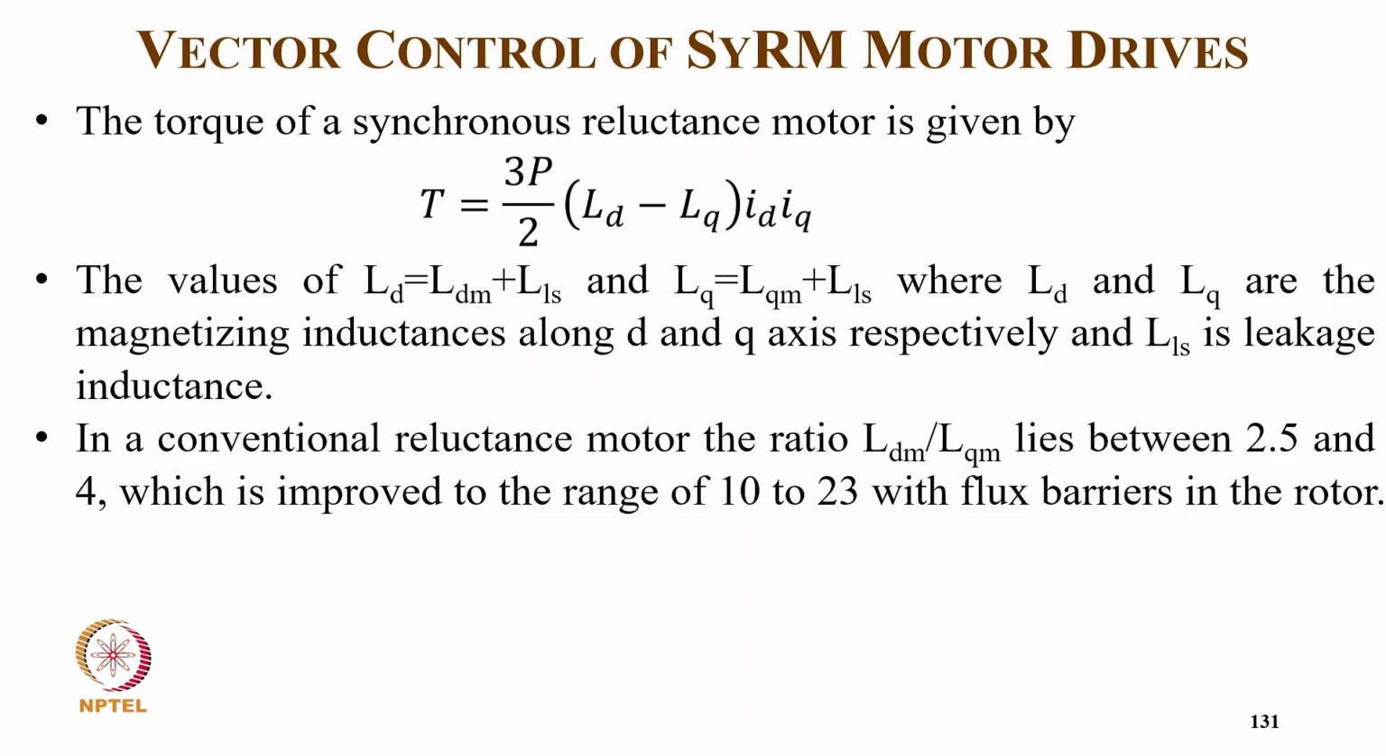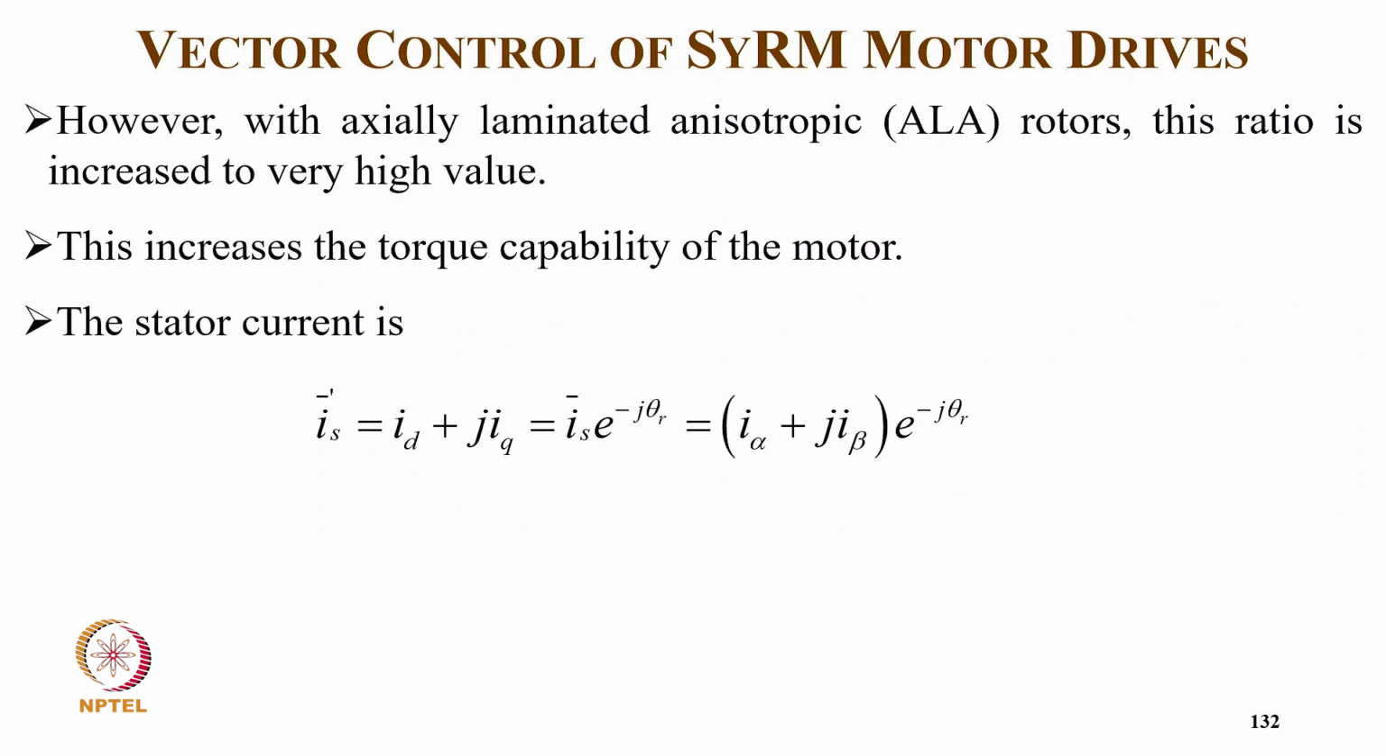So the values of LD equal to LDM plus LS and LQ equal to LQM plus LS, where LD and LQ are the magnetizing inductances along the D and Q axis respectively, and LS is the leakage inductance. In the conventional reluctance motor, the ratio LDM upon LQM lies between 2.5 to 4, which is improved to the range of 10 to 23 with flux barrier in the rotor.